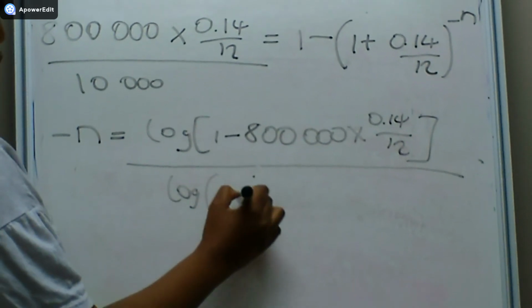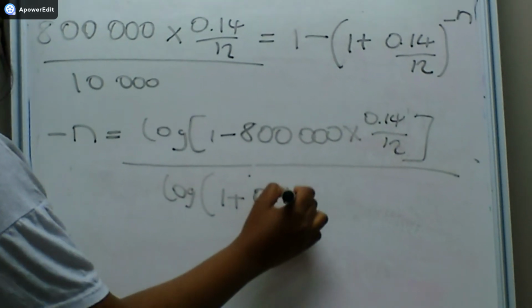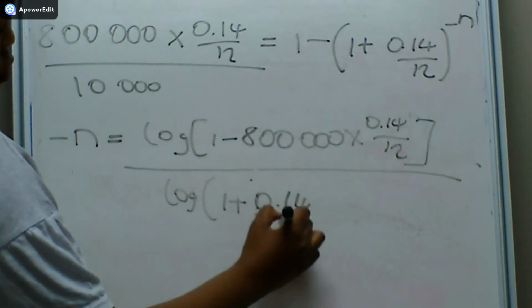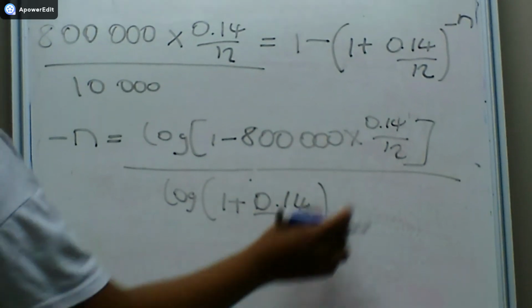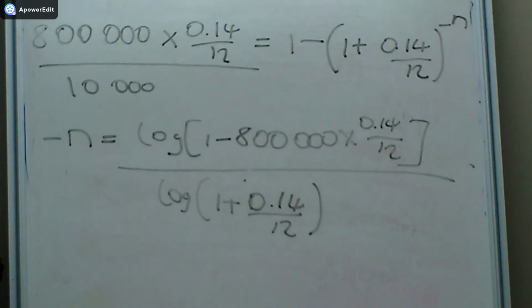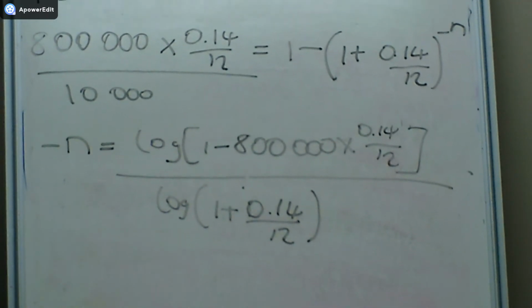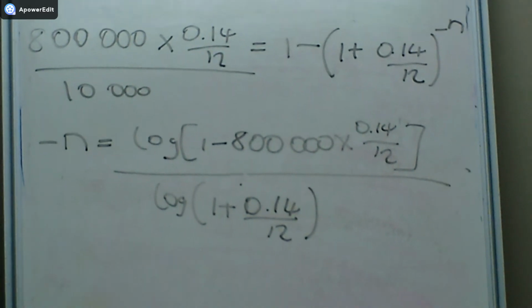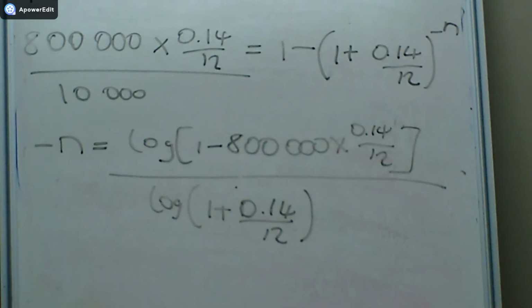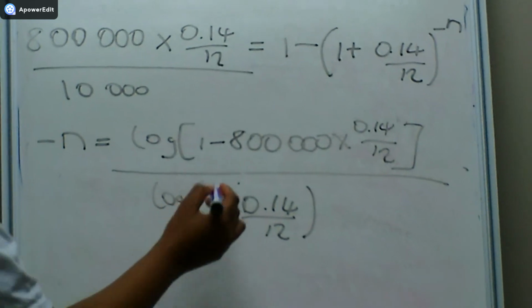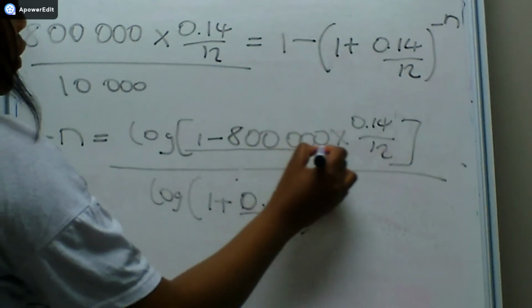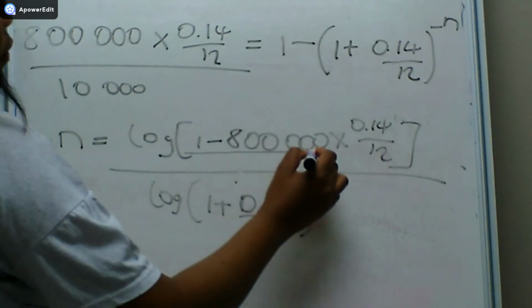And then you take the other half of the equation. You apply your log there as well. And then you put the 1 plus 0.14 over 12. And then you're left with your negative n. So yeah, I just noticed that I forgot to write the 10,000. That's what I'm doing right now.